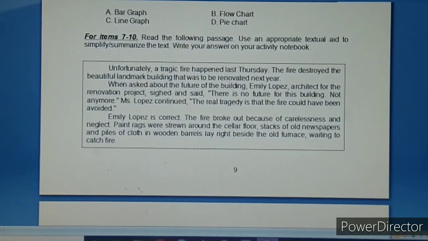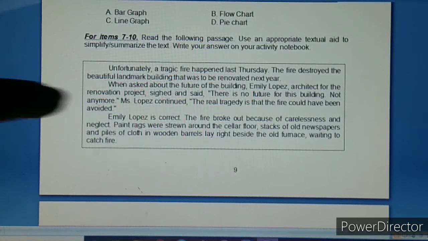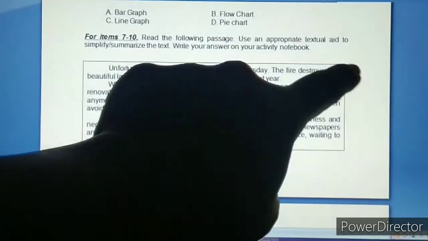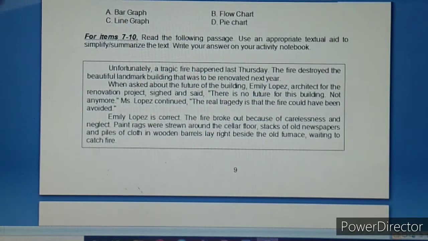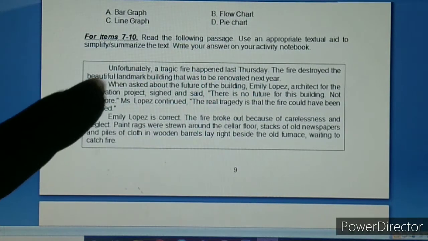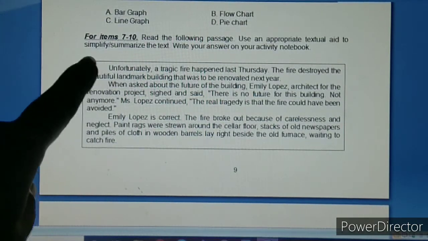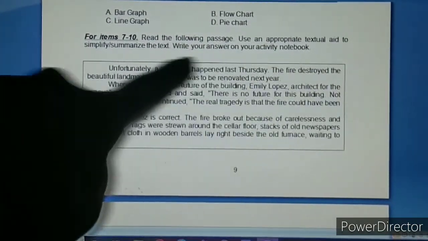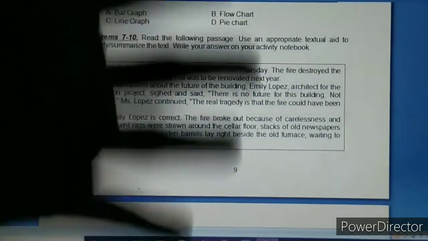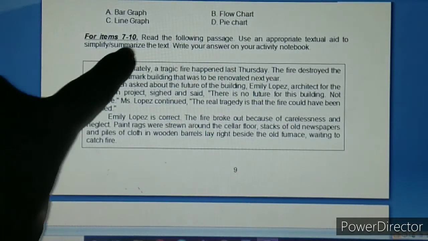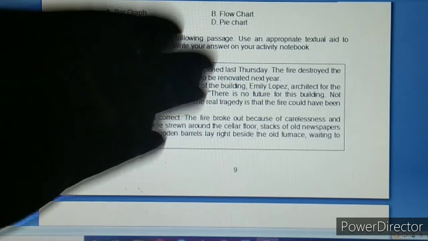Again, for items 7 to 10, you are going to simplify or summarize the text. All of these, you are going to simplify and summarize using a textual aid. So you have to choose what textual aid you are going to use just to simplify or summarize the text. And your answer is equivalent to 4 points. So that's for items 7 to 10. 7, 8, 9, 10. 4 points.